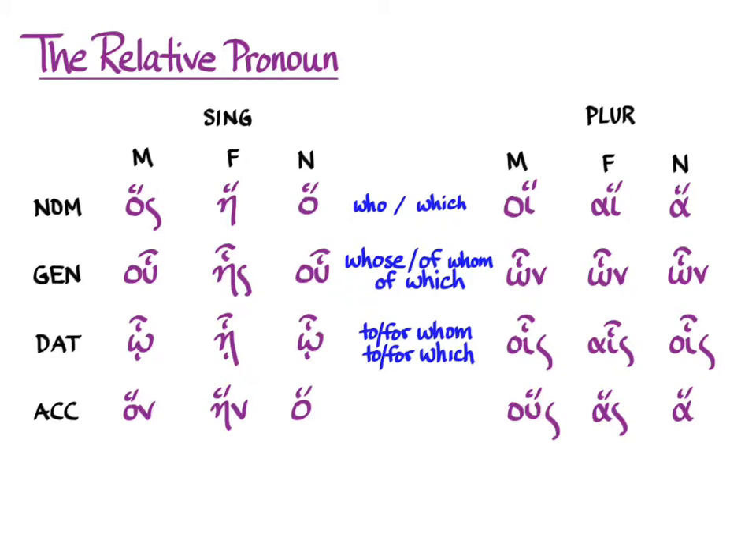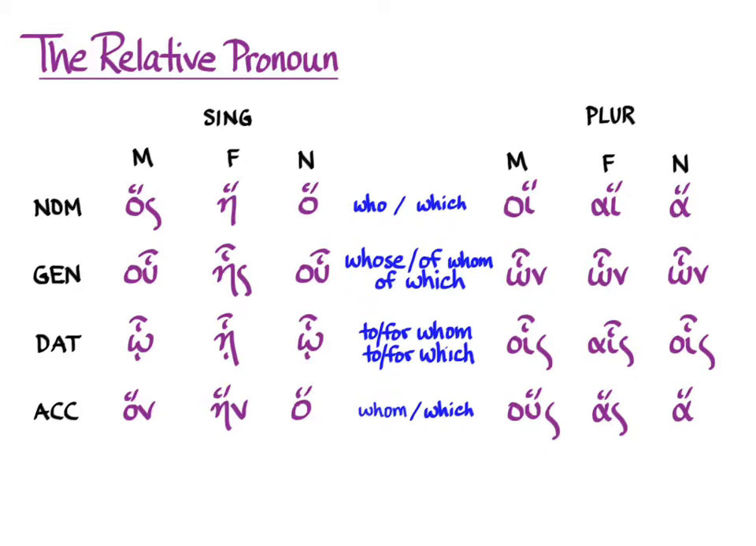In the dative, it is to or for whom, if it's a person, or a masculine or feminine noun that is the antecedent, and to or for which, if it's a neuter that we're referring to. And finally, in the accusative, both singular and plural, the default translation is whom, or which for the neuter. Now you know when to use who or whom or whose in English. You only use who if it's the subject of the clause that it's in.